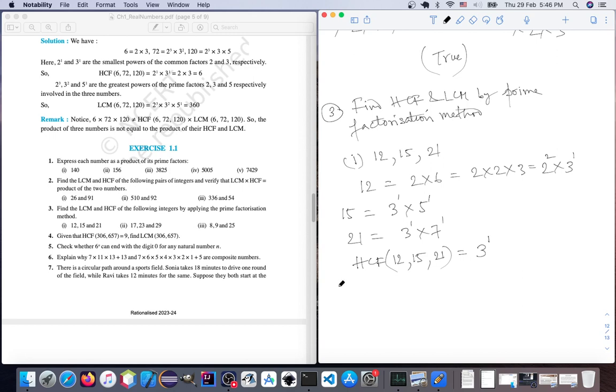So the LCM of 20, 15 and 21: first we write down all the prime factors, which will be 2 into 3 into 5 into 7. Now the powers of 2 will be the smallest powers of 2. The only power of 2 we have is 2, so it will be 2. For 3 the smallest power is 1, for 5 it is 1, for 7 it is 1.